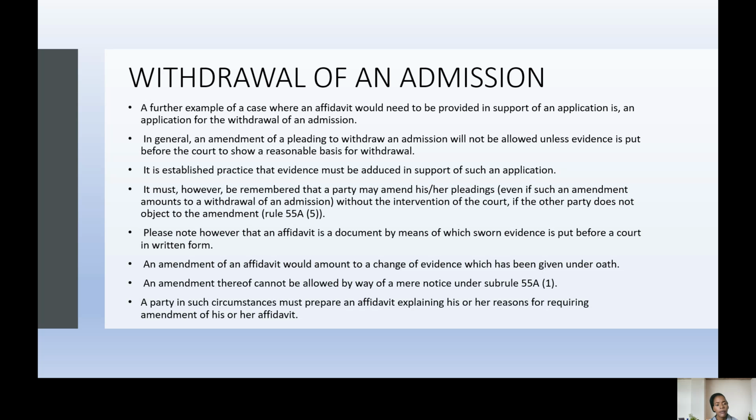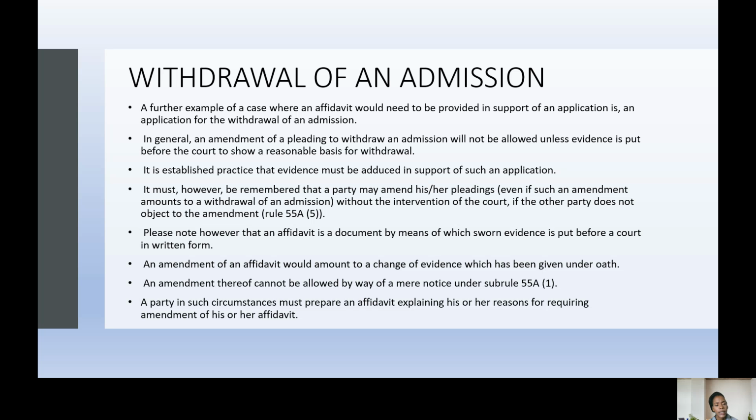It must, however, be remembered that a party may amend his or her pleadings, even if such an amendment amounts to withdrawal of an admission, without the intervention of the court if the other party does not object to the amendment. This is in terms of Rule 55A, subsection 5.